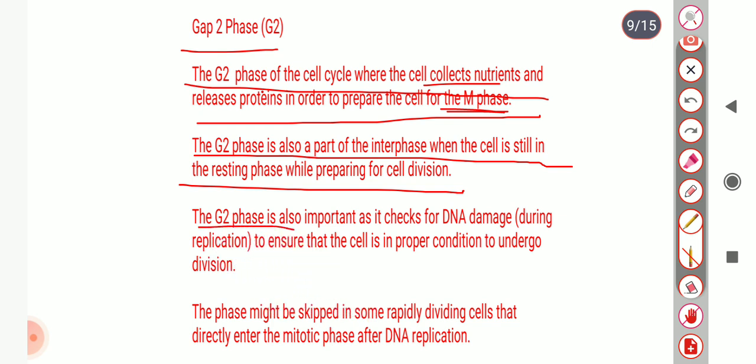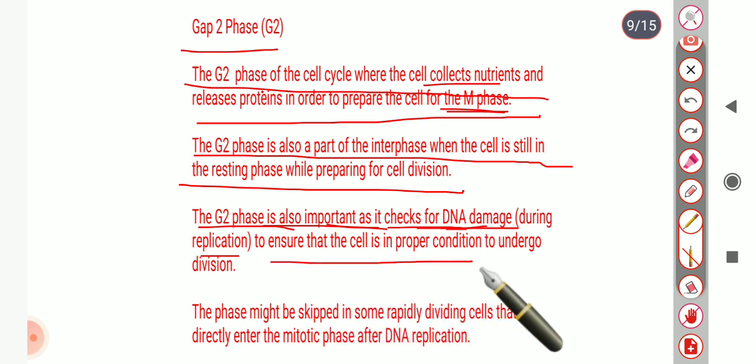The G2 phase is also important as it checks for DNA damage during replication. When replication occurs, if there is any type of DNA damage, it stops further synthesis to ensure the cell is in proper condition to undergo division, and then it starts further division.